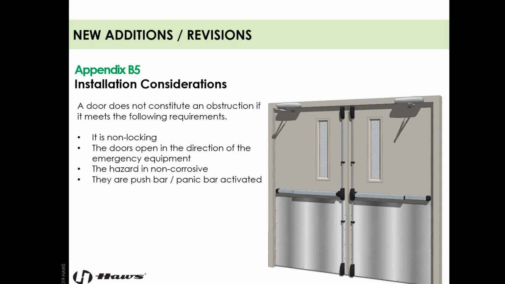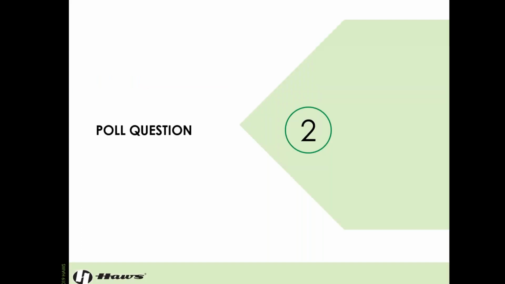You have to be able to hit it. I call them crash bars. You crash into it, open the door, and run to the piece of emergency equipment, right? So if there are doors between the hazard and the unit, just make sure that the doors are meeting these minimums.